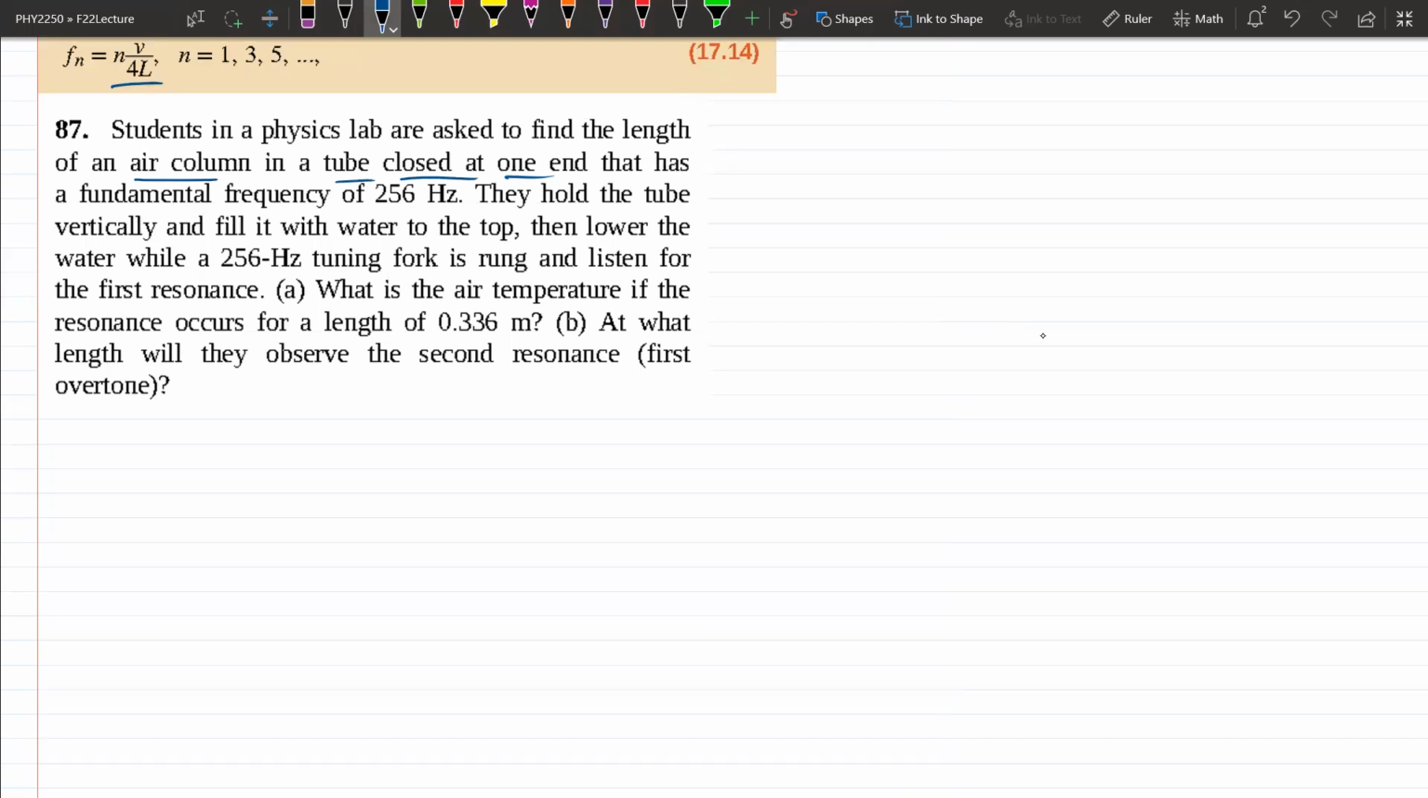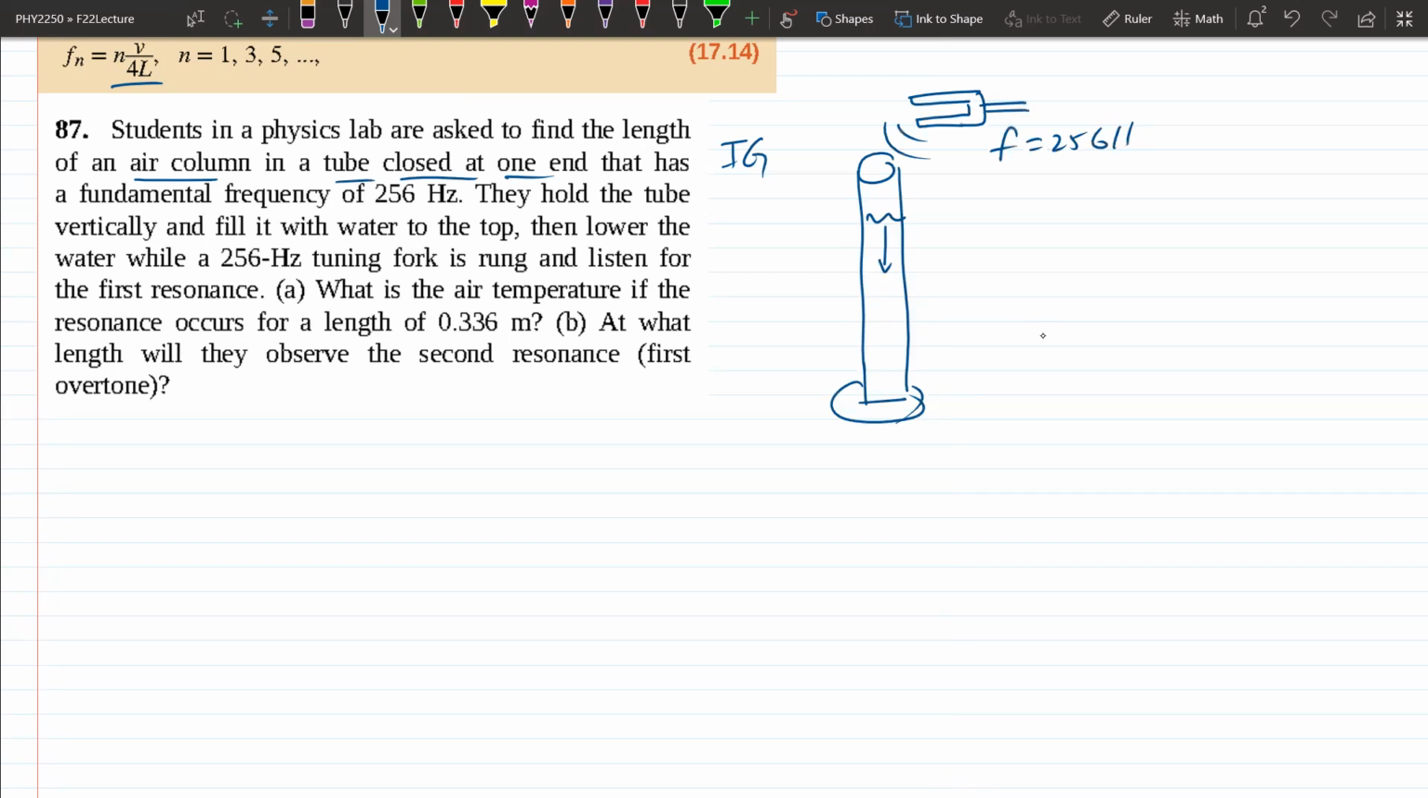So the first thing we want to start doing is drawing the system. You can imagine this as maybe a graduated cylinder that someone put in the chemistry lab or whatever. What happened is that they hold the tube constant while initially the tube was filled with water, let's say filled with some water, and they basically lowered the level of the water until it resonated with a tuning fork that has a frequency of 256 hertz.